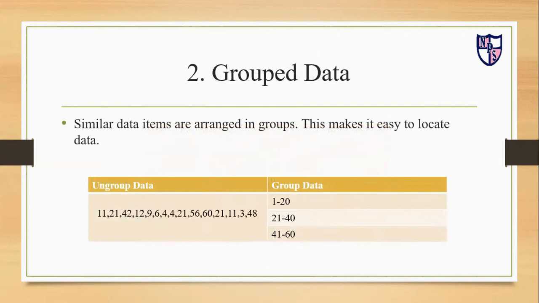Now let's have a look at group data. In group data, similar data items are arranged in groups. This makes it easier to locate data. As we can see on the left hand side, we have a section of ungrouped data where the numbers are put randomly. But on the right hand side, there's a column of group data where you can see the numbers are arranged in defined ranges. So it makes it easier to locate your desired data.